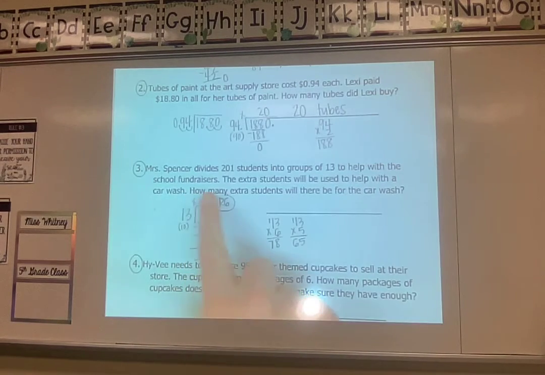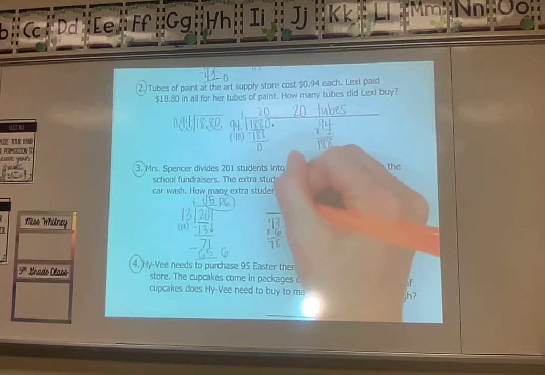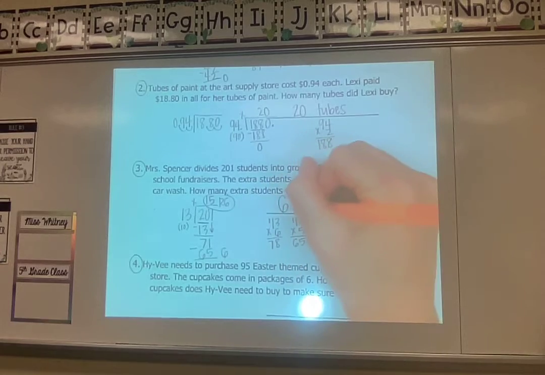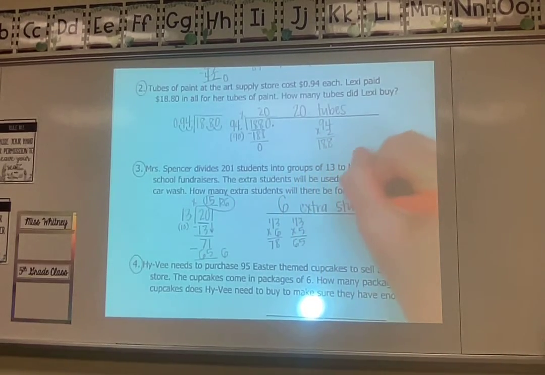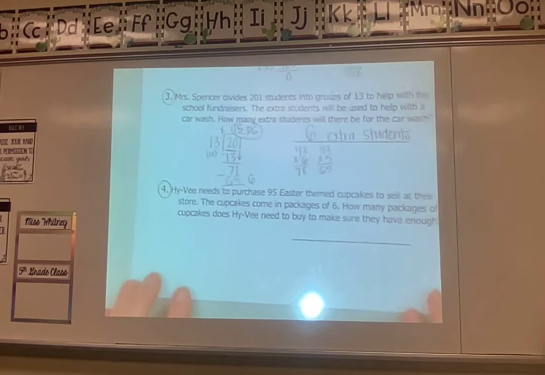It said, how many extra students will there be for the car wash? Well, the extras is just the remainder. So my answer would be 6 extra students. This time I just needed the remainder to be on my line as my final answer. So read carefully. Alrighty, number 4, last word problem.